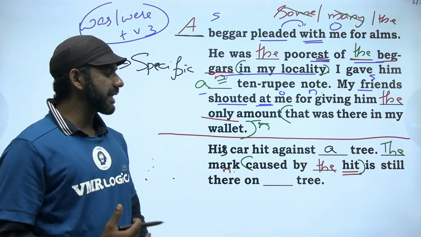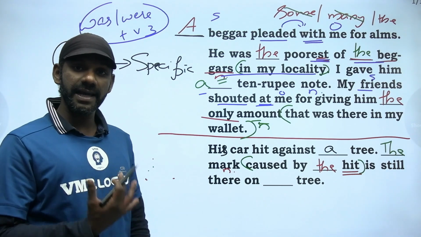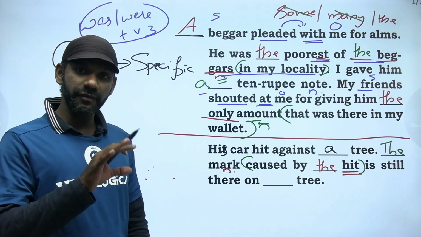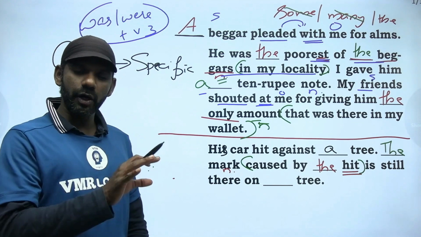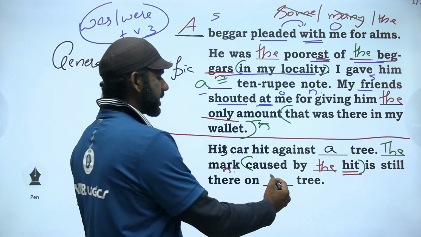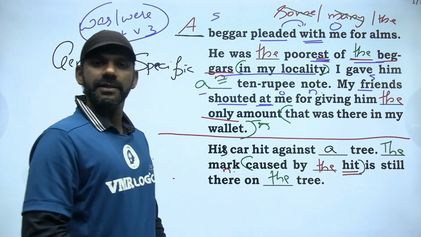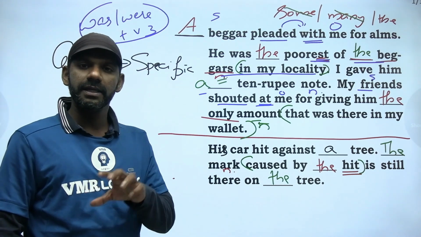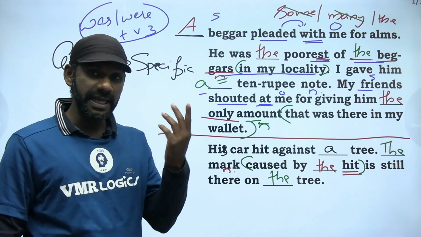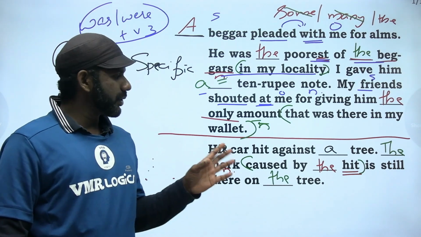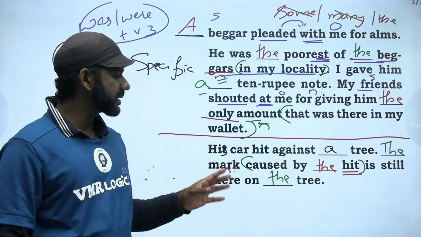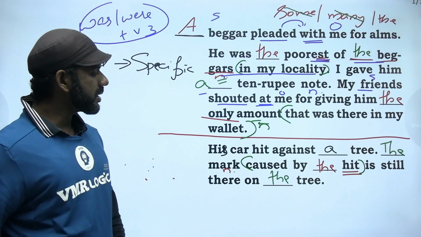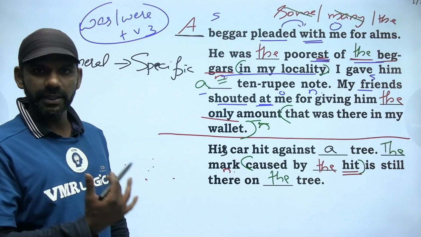The mark caused by the hit is still there on ___ tree. Right now, are you talking about any specific tree? Yes, the specific tree that his car hit against. Now we are referring to a specific tree, so it must be the tree. That's one reason. Then, if you're talking about a specific mark, that must be on a specific tree. We cannot talk about a specific mark that is there on any tree. It does not make sense. So the mark caused by the hit is still there on the tree. His car hit against a tree. The mark caused by the hit is still there on the tree.